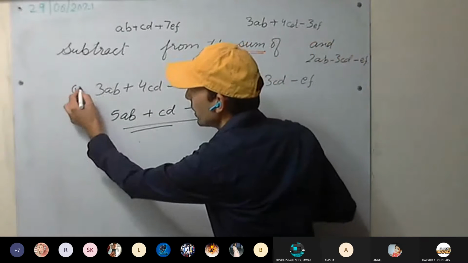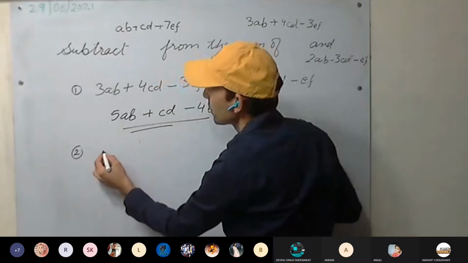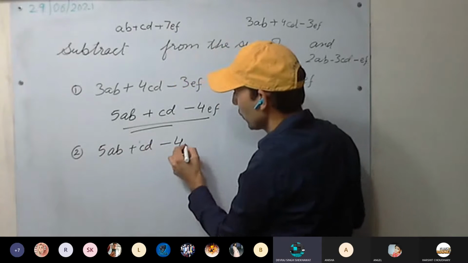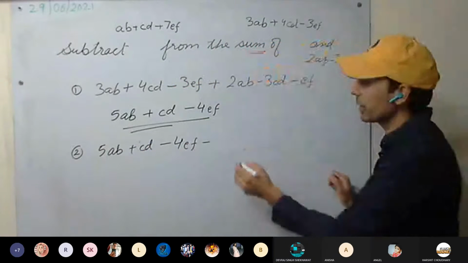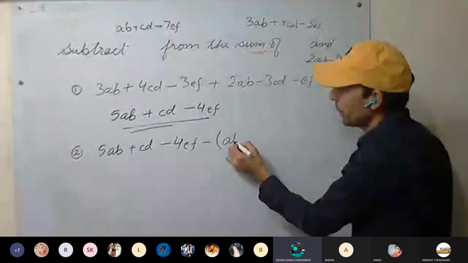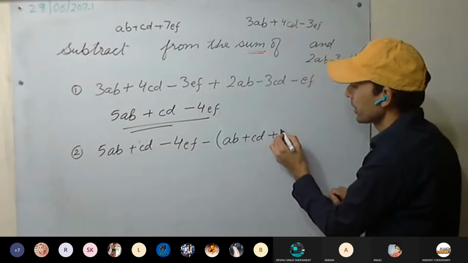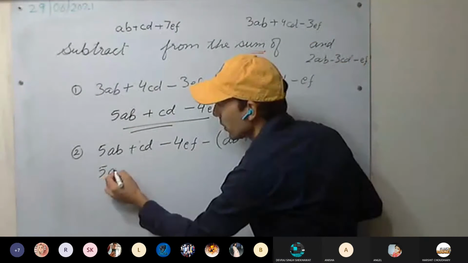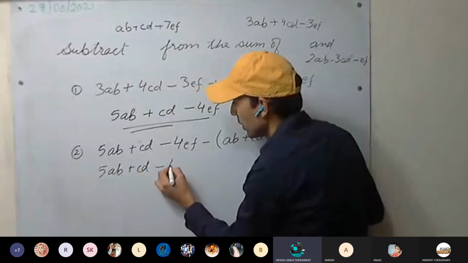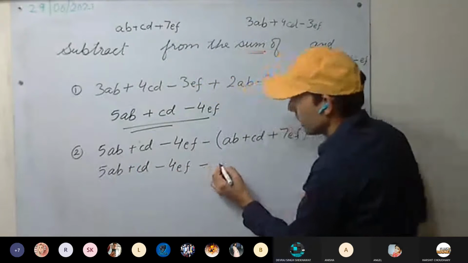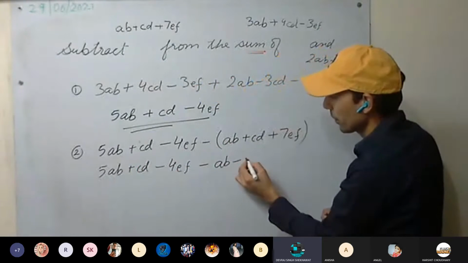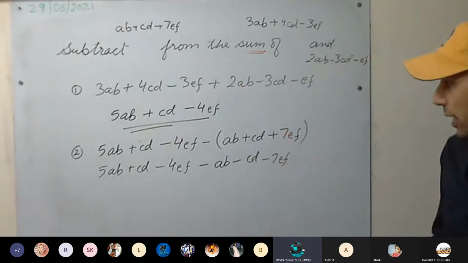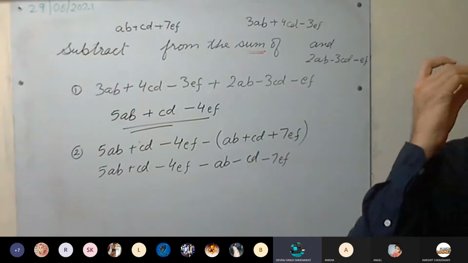This is our first step. Second step will be 5AB plus CD minus 4EF minus. When we are subtracting, we have to take the whole: AB plus CD plus 7EF. Next step, open the bracket: minus AB minus CD minus 7EF. Okay, calculate it, everyone.